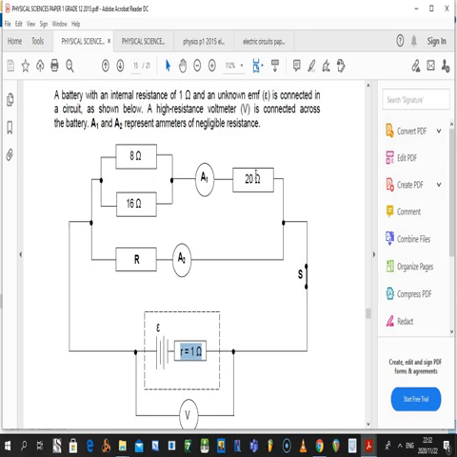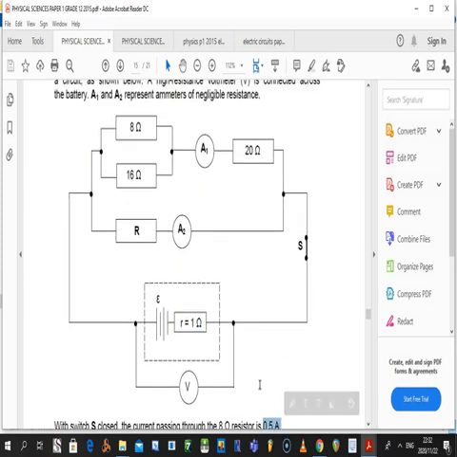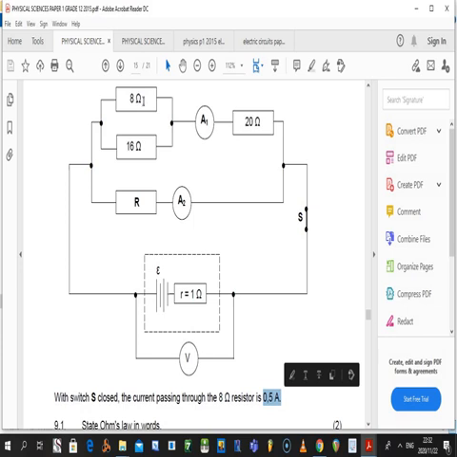This whole parallel section and this, they're in series together. So the current passing through this whole section and this should be the same value. And I said the current in the parallel section is additive. Fortunately, we've been told what the current in this section is, in the 8 ohm resistor. We've been told that it's 0.5 amperes.